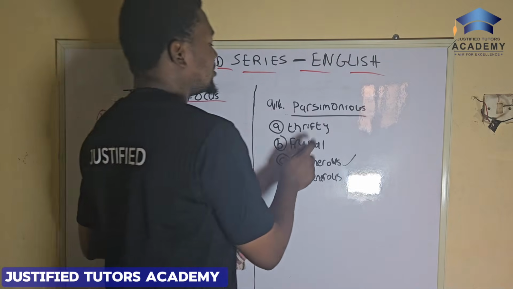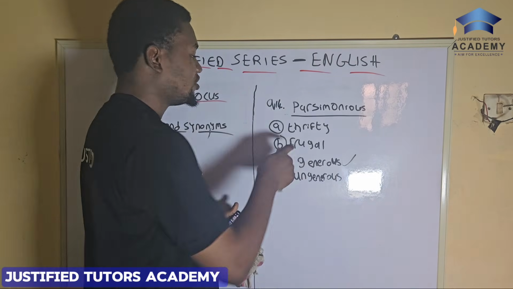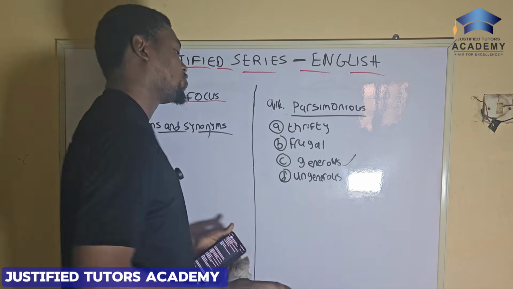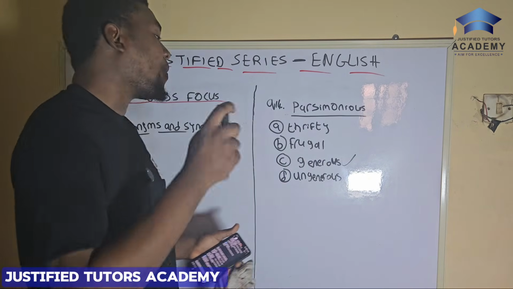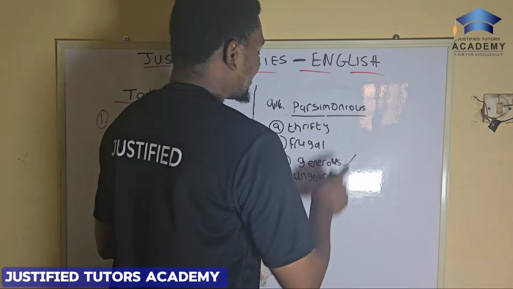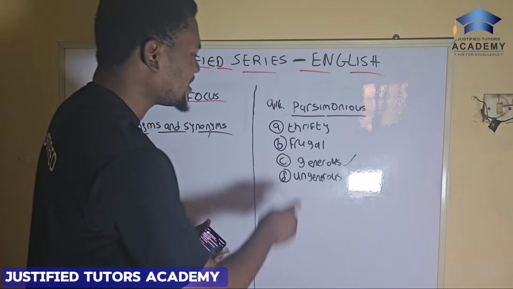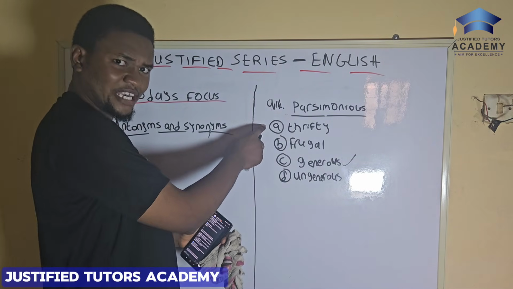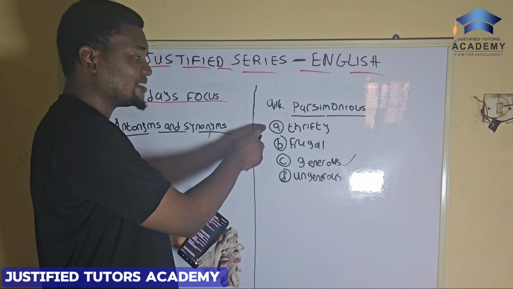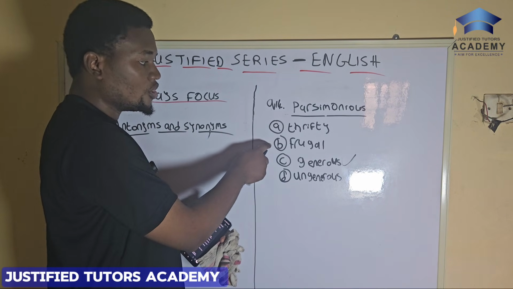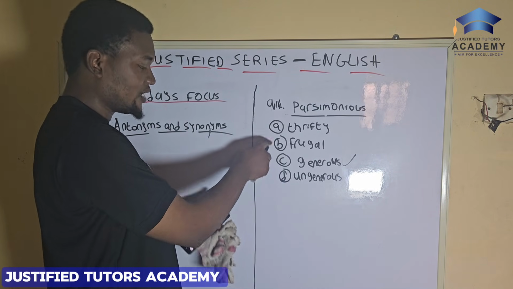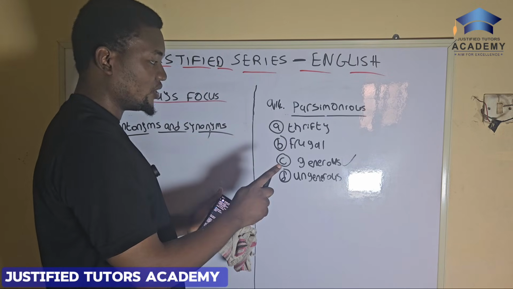So both of these are not the opposite meaning to the word parsimonious. The only one with the opposite meaning to parsimonious is C. Now, this question is very, very tricky. Because this one means someone that spends wisely, right? This one means someone that is careful with money.